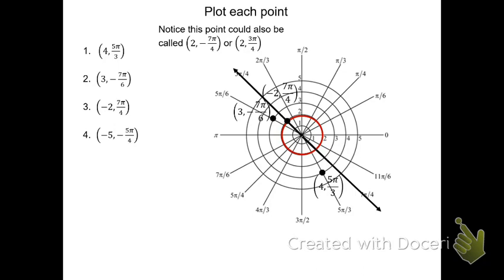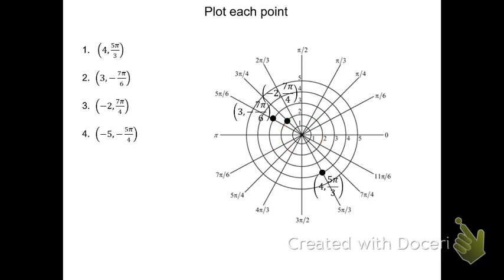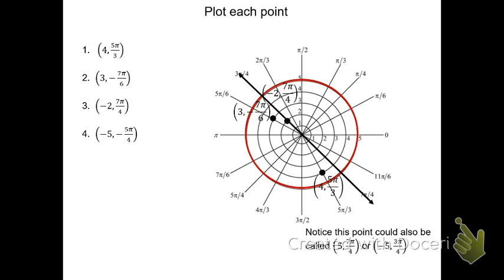All right, let's look at one more example here. Let's plot the point negative 5, negative 5 pi over 4. Let's start by finding where the fifth radius is. And then we're going to go to where negative 5 pi over 4 is. That would be this angle right here. But we're going to go in the opposite direction because we have a negative 5 length. We'll go this way. And where this segment now intersects that fifth circle, that's going to be our coordinate.